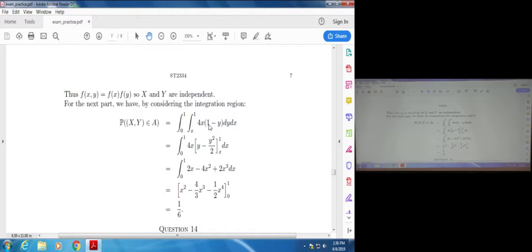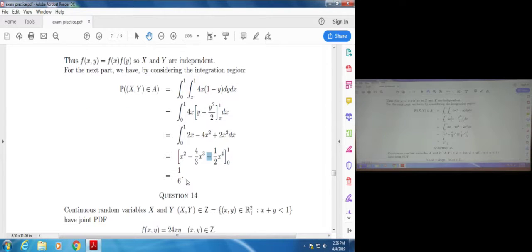Here I do y first, so I get y minus y squared over 2. I go between x and 1, so if I substitute x and 1 into this, I get this thing, and multiply by 4x. So I get this one. Then I just integrate this function. This one is x squared, and this one is equal to 4 over 3 x to the power 3. Why is it minus? There's a mistake. One of these is a mistake. I'm not sure which one, I'll have to check it. Obviously, if I differentiate this one, I'll get 2x to the power 3, so one of these is wrong. Anyway, the answer should be a sixth.